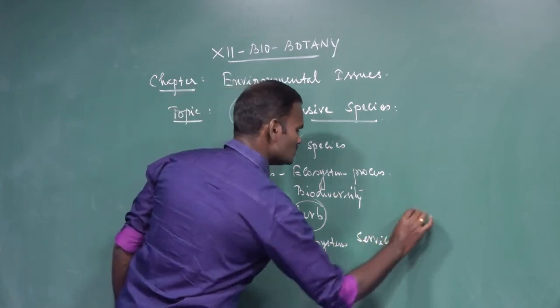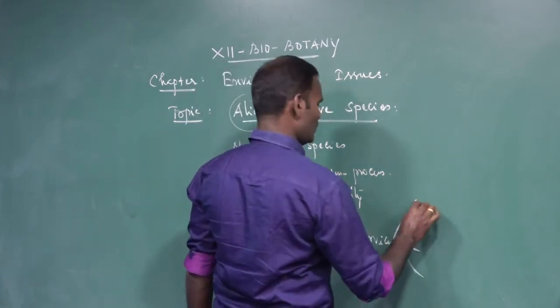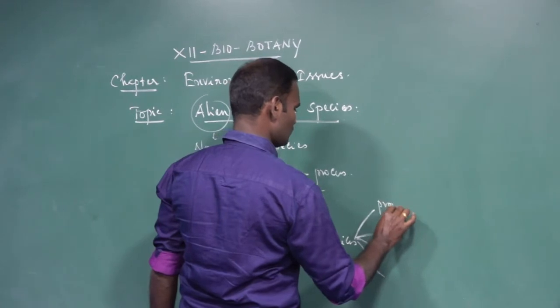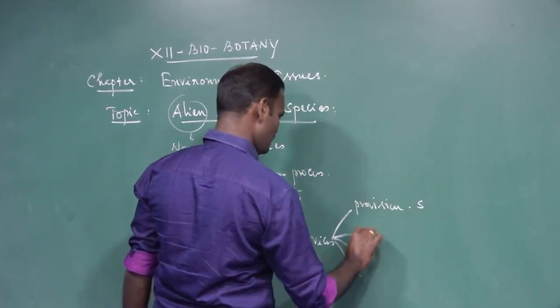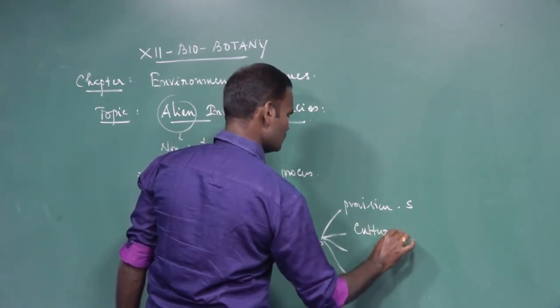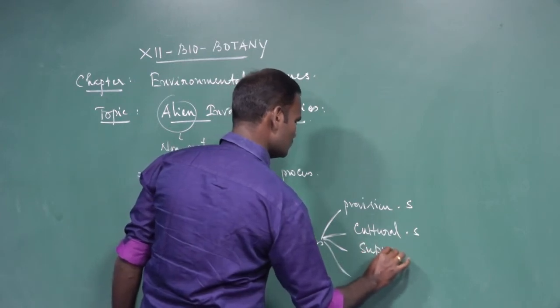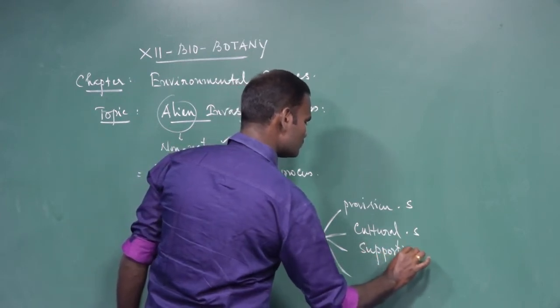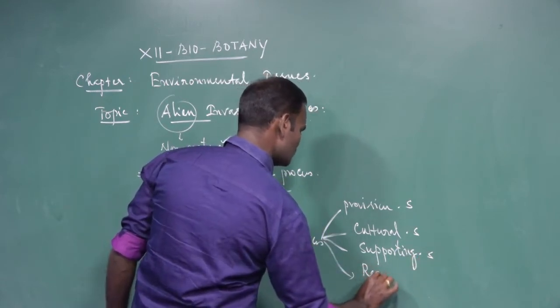thus reducing the ecosystem services. What are the ecosystem services? Generally, there are four types of ecosystem services. One is provisioning service, cultural service, supporting service, then regulating service.